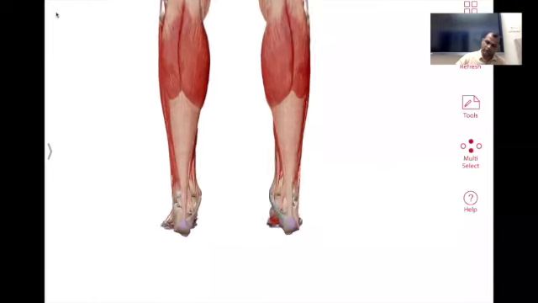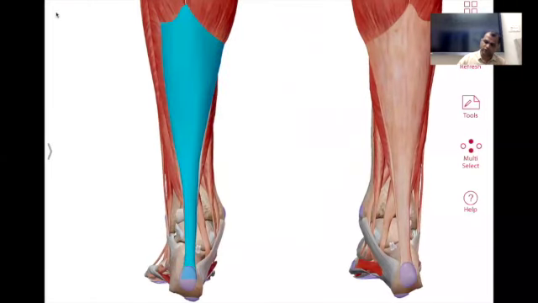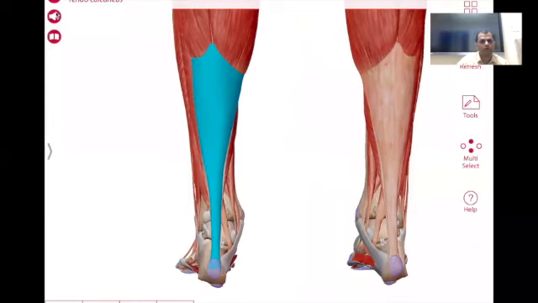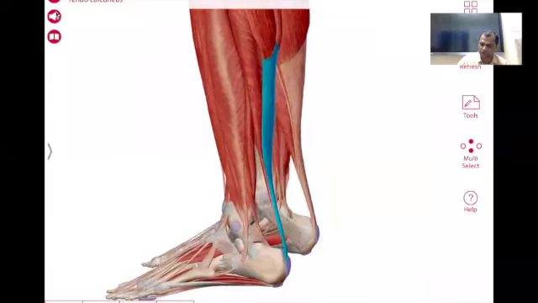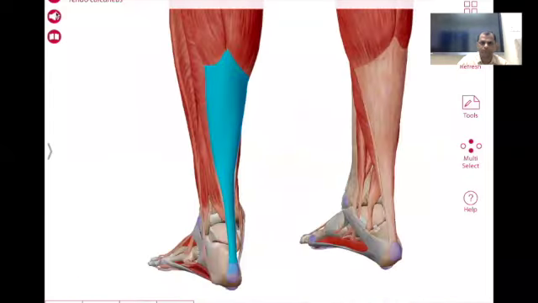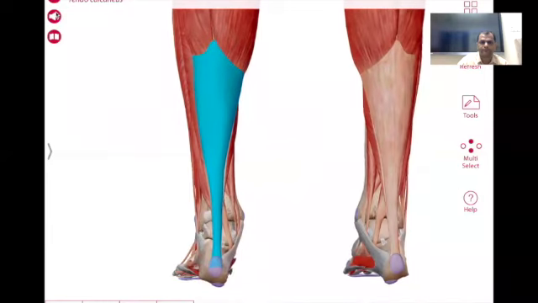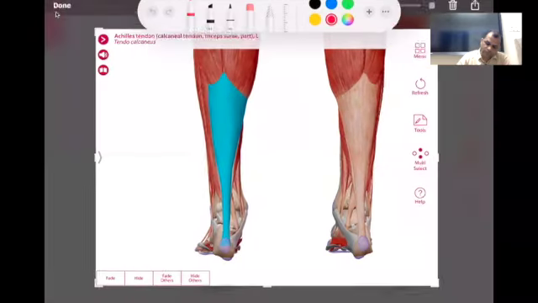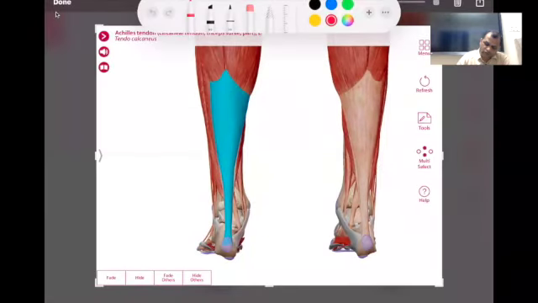So look at the legs from the back side. This is the Achilles tendon. A very long tendon, giving very strong support from the heel to the calf muscles. We can see this is a very strong tendon on the back side of the leg. So this is called the Achilles tendon.